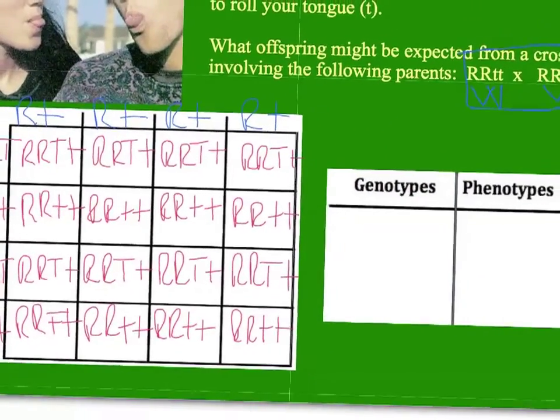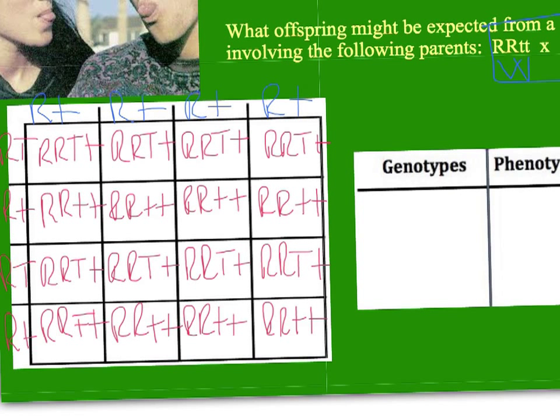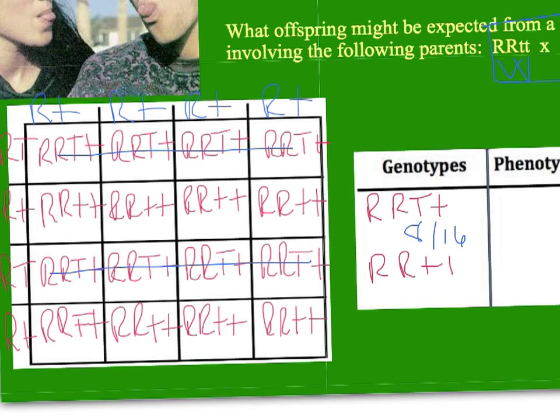So we get to my genotypes and phenotypes. Well, across the top row on my genotypes, I have big R, big T, little t, and I can see that I've got this whole row of that and this whole row of that. So that is 8 out of 16, or 1/2. And then I also have big R, little t, and I have 8 out of 16, or 1/2 on that.